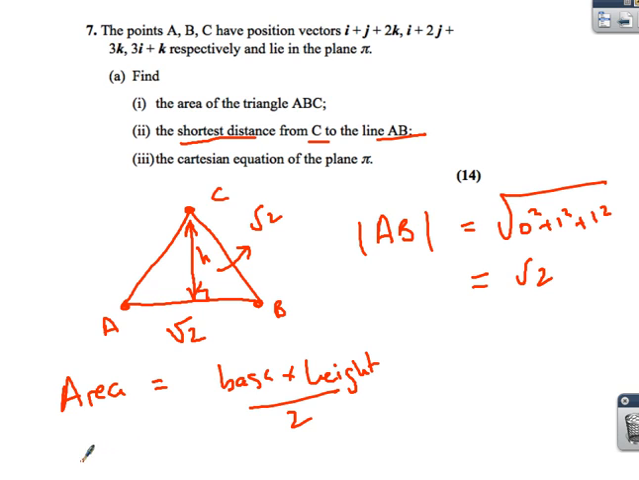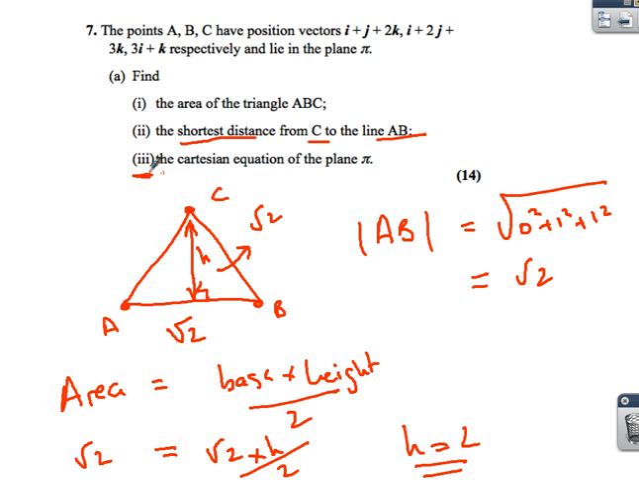And in this case here we know that the area is root 2, and we know that the base is root 2, and we don't know what the height is, and we're dividing all that by 2, and therefore the height must be 2. Okay, that fits the equation. Okay, so that's part B.